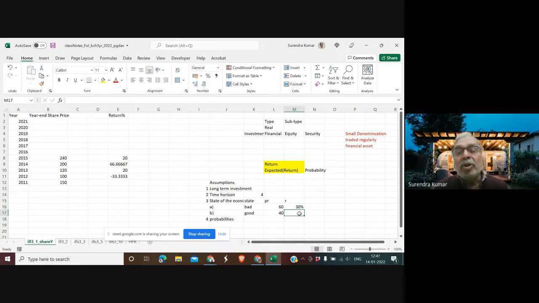So now, if the economy is good, what returns you are expecting? Maybe you are expecting 18%. Is it okay? Is this example okay? You have anything to say?